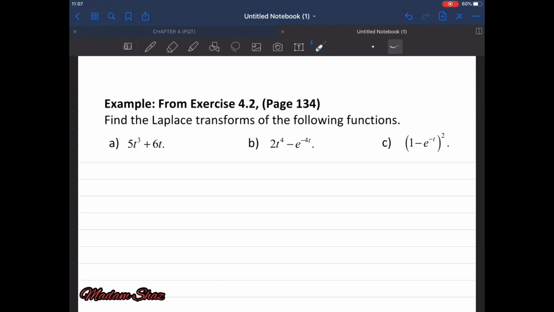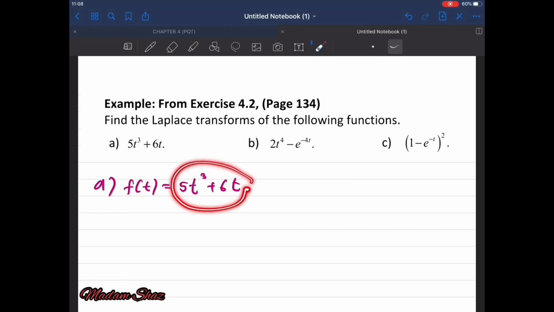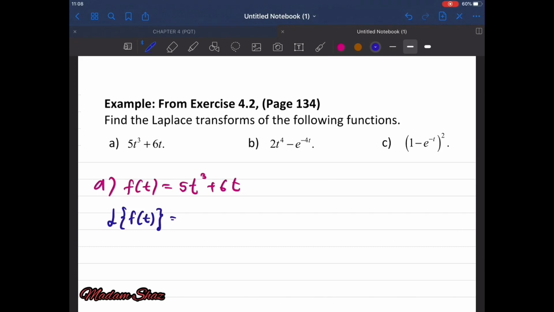This example I take from exercise 4.2, page 134. Find the Laplace transform for the following functions. The function that you have here is 5t^3 + 6t. So we want to find the Laplace transform for this function. To find it, you have to put the notation: L{f(t)} is equal to L{5t^3 + 6t}. So the whole f(t) is inside the curly bracket.